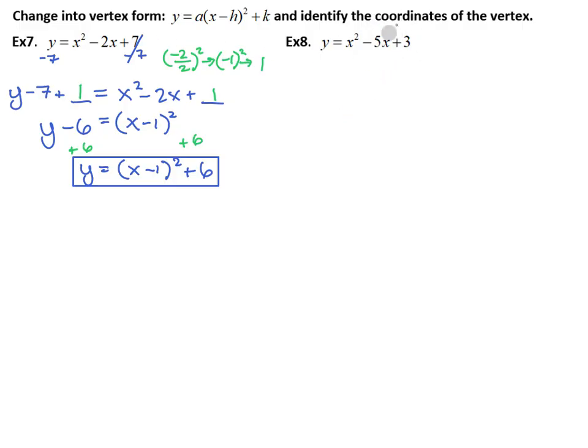Okay, we're going to try one over here where, dang it, look at that, 5. We're not going to be able to take half of it and get a nice value. It's going to be a little bit ugly, but it's all right. Let's suffer through some fraction work here. So the first thing we need to move, again, is this 3 to the other side with y.